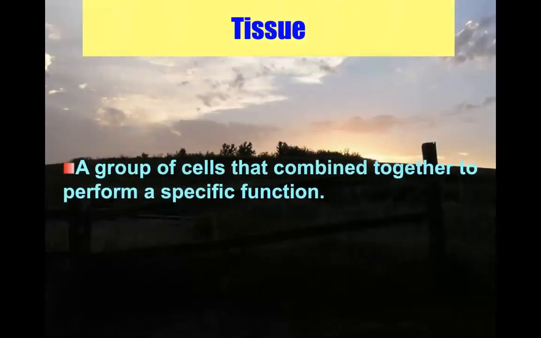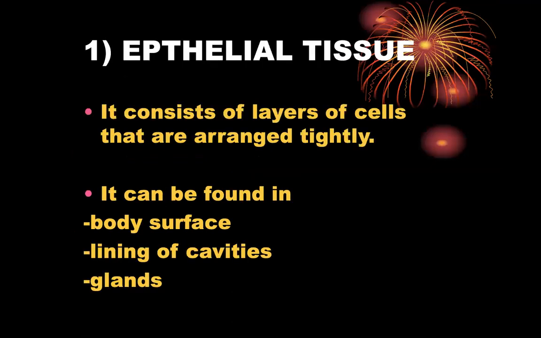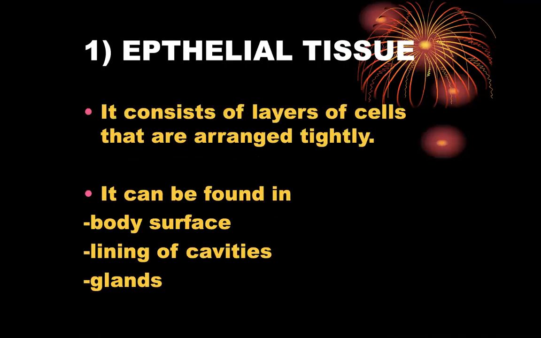The next one is tissue. So there are 4 types of tissue that you should know. The first one is epithelial tissue. Epithelial tissue consists of cells that are arranged tightly, and they could be found in a body surface, lining of cavity, and also gland.